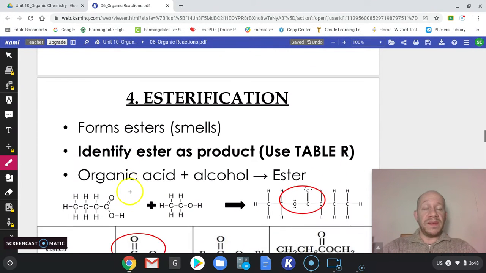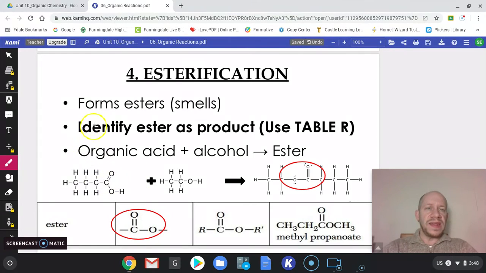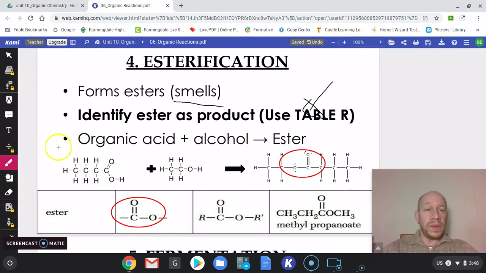Our fourth type of organic reaction is esterification. This forms esters, which have smells. So you can identify an ester as a product. In order to do that, you'll have to use Table R like we did in our last lesson. And what we'll always do is we'll always have an organic acid with an alcohol, and we'll form that ester. Recall the ester has that O breaking the bridge with that double bonded O. So this is your ester group from Table R. So you'll know it through this reaction. And then our first products are going to be an alcohol and an organic acid. So this is an important one.